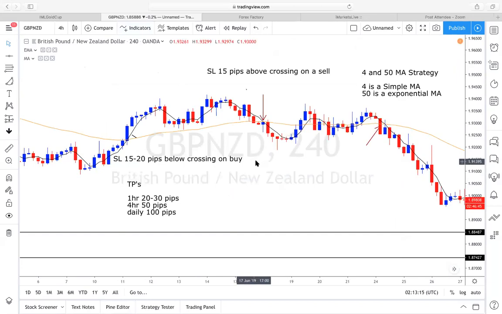So now, yeah, you're able to do this on MT4. When the 4 moving average crosses the 50, what are we gonna do on the way up? When this black line crosses the orange line on the way up, what are we gonna do? We're gonna buy.